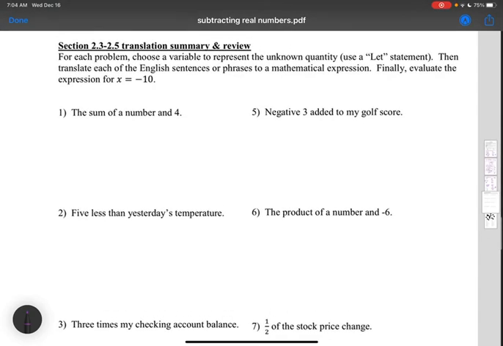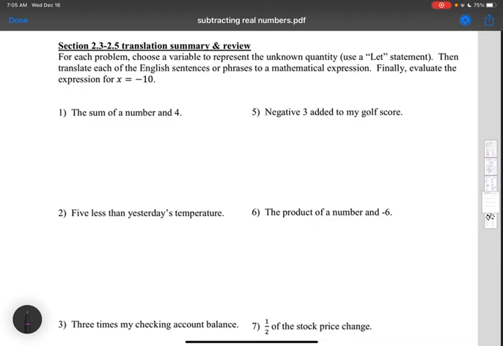So this one says, for each problem, choose a variable to represent the unknown quantity. Use a let statement. So every single one of these is going to have a let statement. Then translate each of the English sentences or phrases to a mathematical expression. Finally, evaluate the expression for x equals 10. So every one of these is going to have 3 different parts to it. It's going to have a let statement, then an expression, and then a final answer.